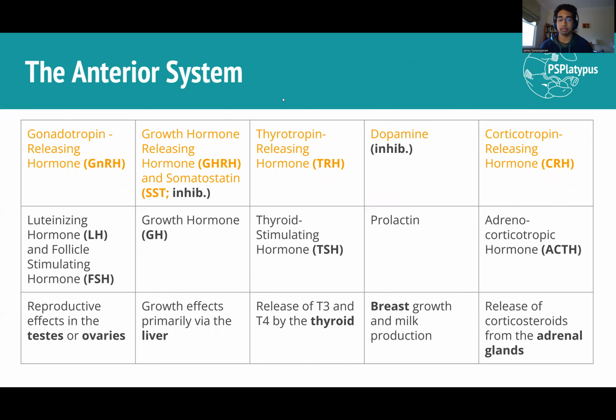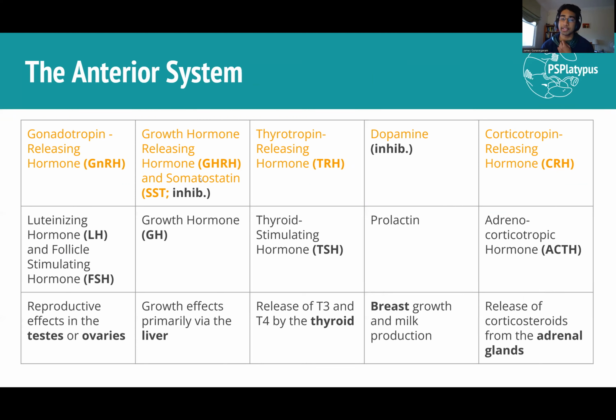Okay, this is a big table of all of the different steps in these individual pathways. The first orange row here is in the hypothalamus, the black row is in the anterior pituitary, and the bottom row is talking about their actual effects. Some of these you'll already know, some of these might be new to you. A couple of things I want to point out. First of all, know the acronyms, because sometimes they'll just give you the acronym. It's just assumed knowledge. Also note that some of these are inhibitory.